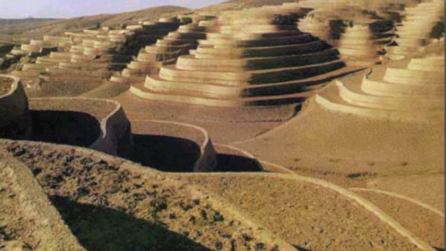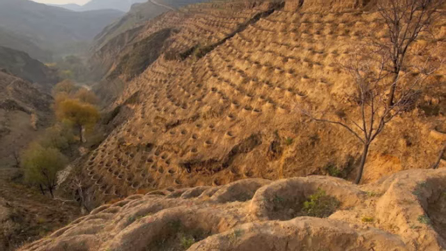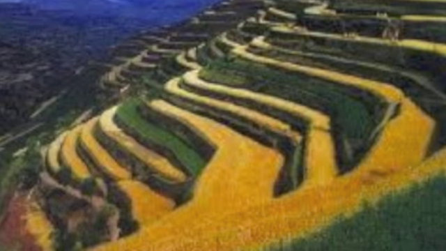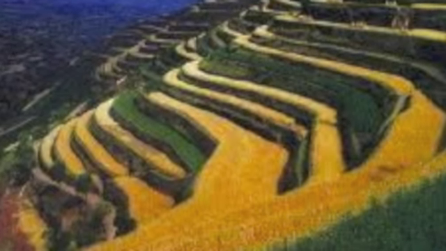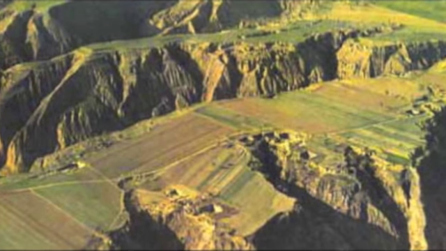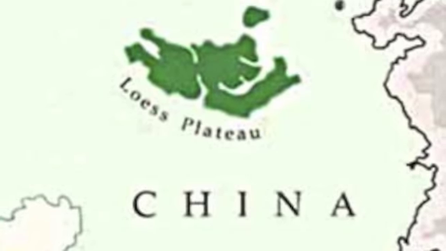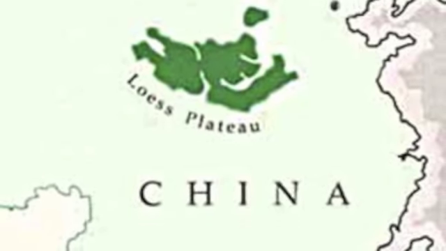The Loess Plateau. The Loess Plateau is a semi-arid chunk of land located in the upper and middle reaches of China's Yellow River. The Loess Plateau is comparable in size to France. To be specific, the Loess Plateau takes up 640,000 square kilometers. The Loess Plateau is home to over 70 million people.